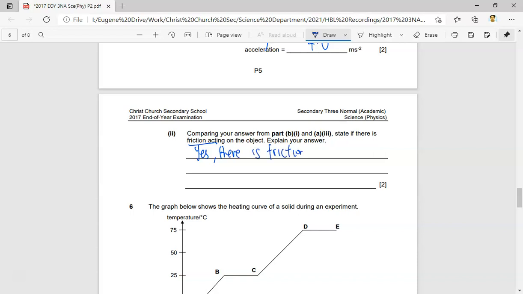Why is there friction? How do I know? As the actual acceleration is smaller. Okay, so actually friction is the one that caused the resultant force to be smaller. And when the resultant force is smaller, it actually causes the actual acceleration to be smaller. Okay, so that's for part 2.